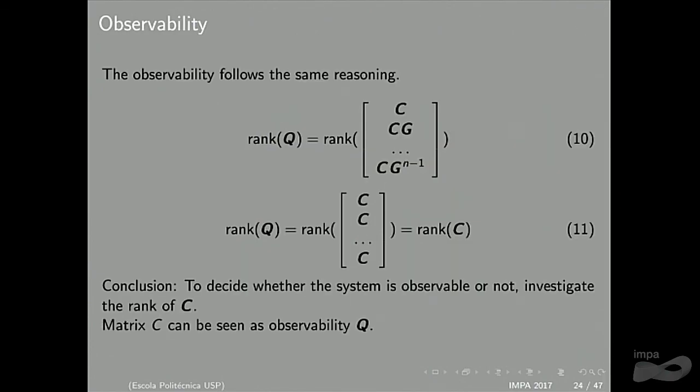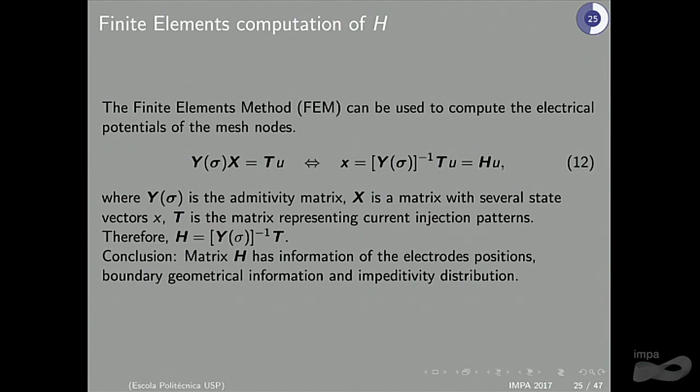In the same way, running equation 5 under the hypothesis that excitation is null, we can relate the observations with the state, and in that situation, the history of observations and the state will be related by a matrix called the observability matrix that has also powers of G. But G is identity, and the rank of the observability matrix is precisely the rank of C. C and H matrices are the ones that we compute by finite elements.